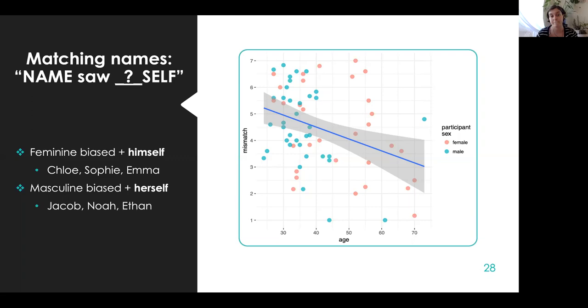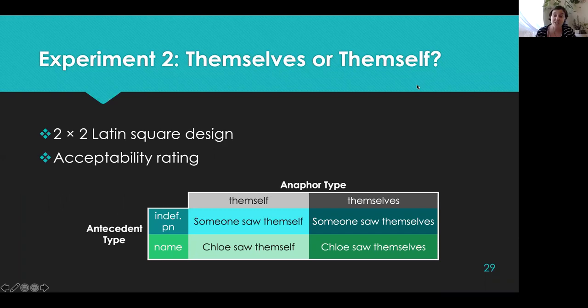So on to my second experiment. I mentioned before that I chose the word themself because it's more morphologically marked as singular, whereas themselves has the plural marking selves. So even though we can use it for a singular person, there's a little bit more ambiguity there. So I wanted to see how much that actually made a difference. And to do this, I did a simple 2x2 design, and I elicited acceptability ratings for sentences of these forms, where I contrasted the antecedent types, which were either indefinite pronouns like someone or anybody, and the names were either highly biased feminine names like Chloe or highly biased masculine names like Jacob.